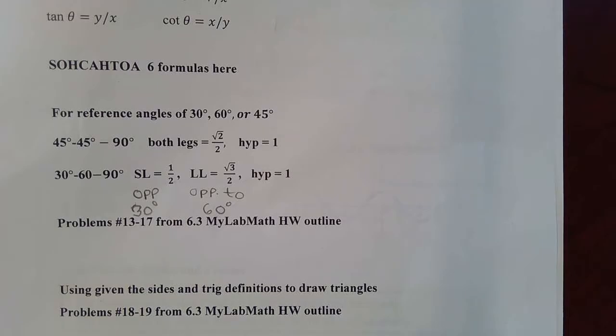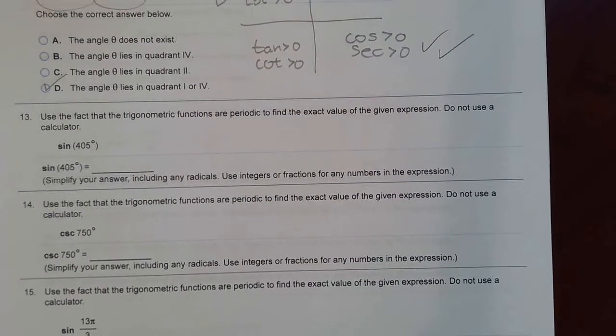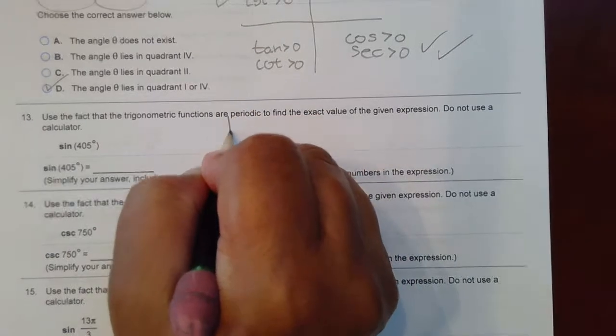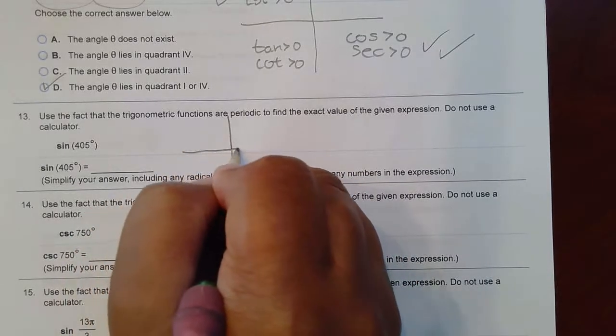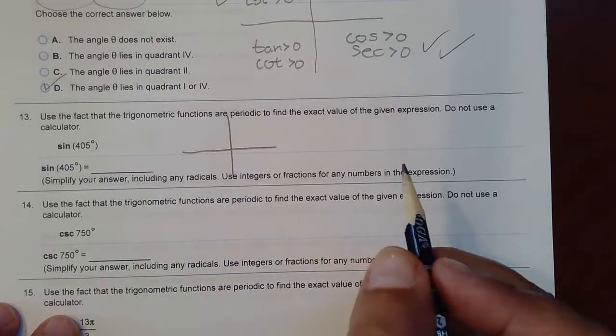Okay, now we can do number 13. Use the given sides to draw triangles. 18, 19. Let's just get into the problems and go as far as we can. So here's number 13. You're doing the sine of 405 degrees. So let's just draw that. Okay, so if you're going 405 degrees, obviously you're going to go past 360 and you're going to go an additional amount. That additional amount is going to give you a special right triangle so that you will be using the formulas that we just reviewed on the theorem page.